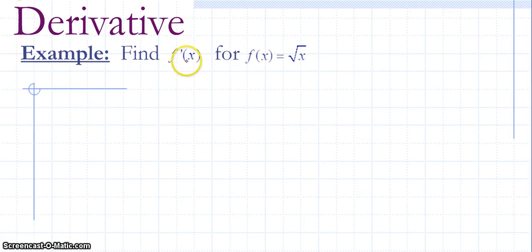Next, find f prime of x for f of x equals the square root of x. So here I'm just asking you to find the derivative. So pause the video, unpause when you're ready to check your work.